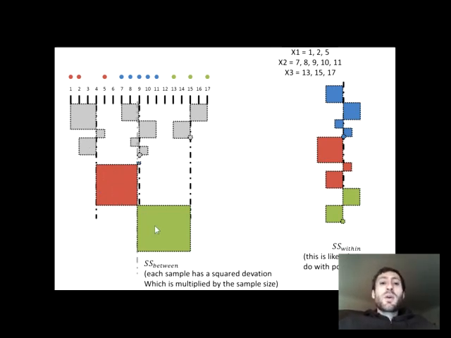But the sum of squares between would be the sum of these squares times 3, plus the sum of this square times 5, right? Plus this square times 3, okay? So that's sort of a way to conceptualize a sum of squares between.